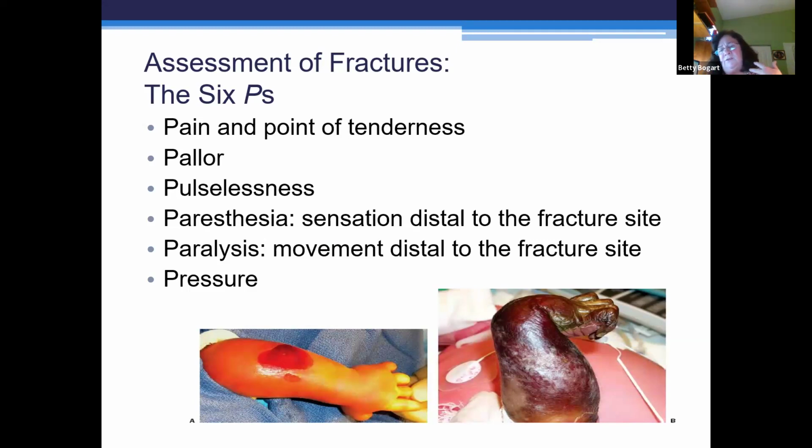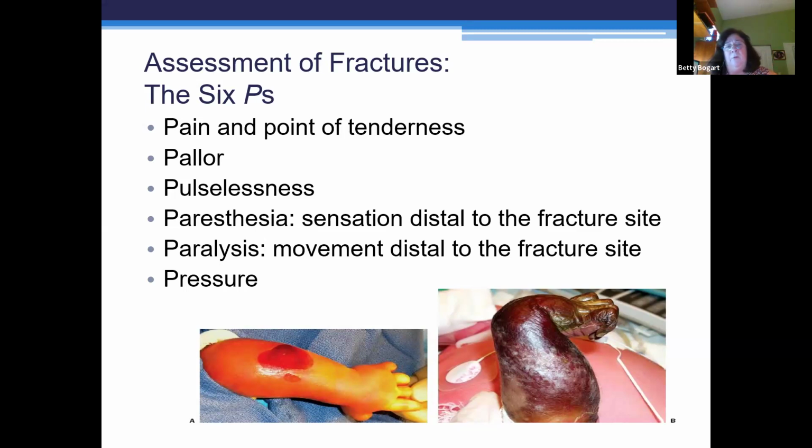Sometimes these children go and nobody looks at them. And yes, this is an extreme picture, the one to the right, but just to tell you that because of the fracture and the swelling and compression of a cast, it can decrease blood flow so much that it can cause at a minimum a finger or a toe to become necrotic, and they can lose it.